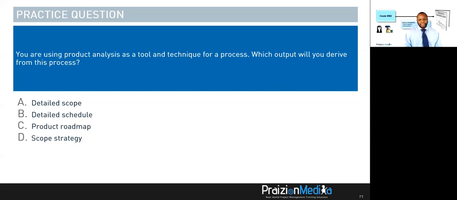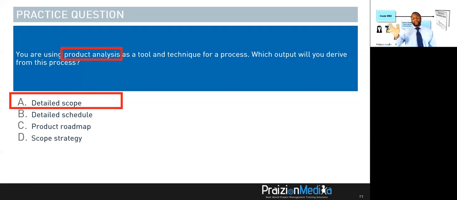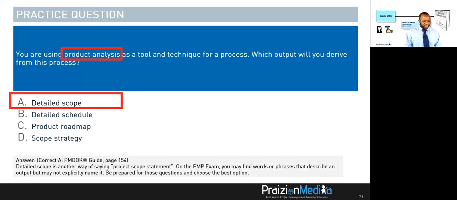What this is doing is trying to find out, do you know where product analysis is used? It's used in defined scope. What do we get from defined scope? It's this. Nothing else. You do not get scope strategy. You've already got scope strategy from planned scope management. It's not the product roadmap. That's done in schedule management. Okay? That's in developed schedule. You don't get the detailed schedule. Again, that's done in developed schedule. So the answer, my friends, is none other than A. Okay.